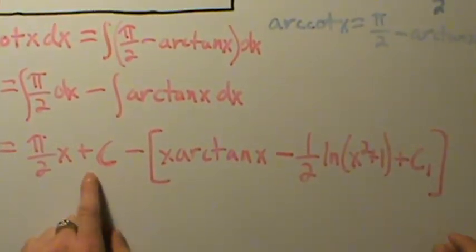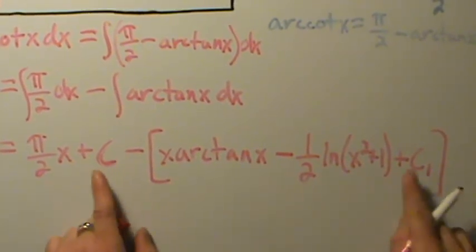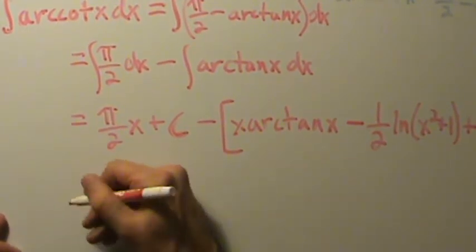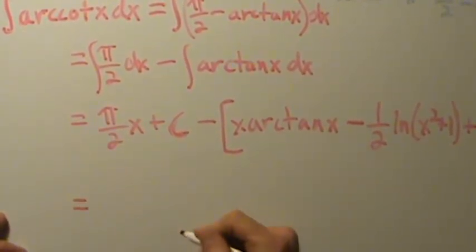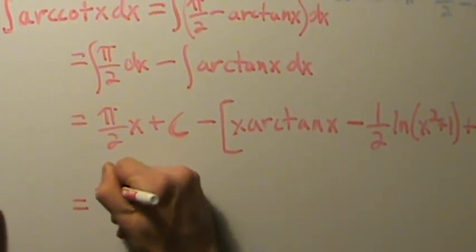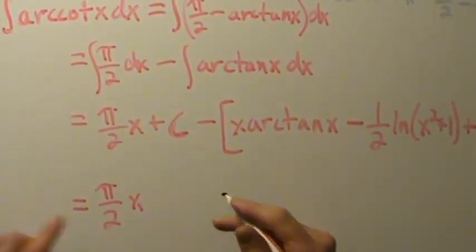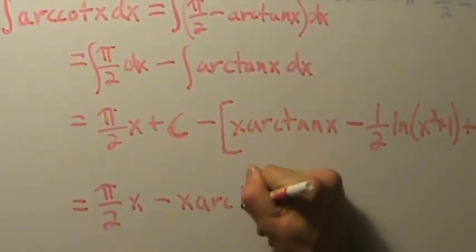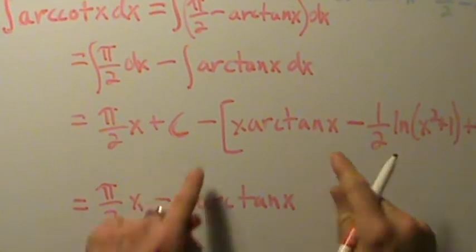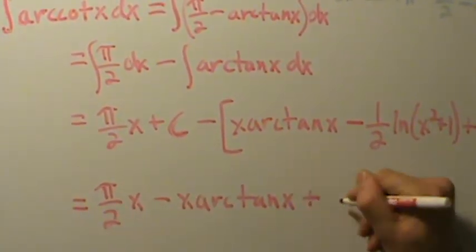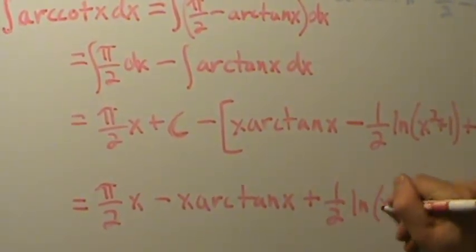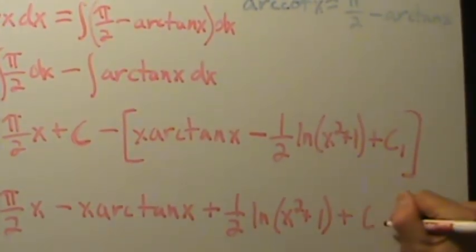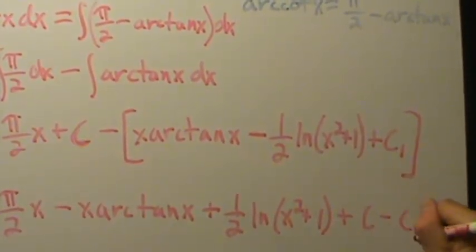I use c1 because I already used c over here, so I should use a different constant name, since these might be different constants. They're arbitrary. We don't know. Now let's simplify everything. This is pi over 2 x, and let's hold off on the constants till the end, minus x arctangent of x. Minus negative means plus 1/2 natural log of x squared plus 1. And then we have plus c, and then minus c1.